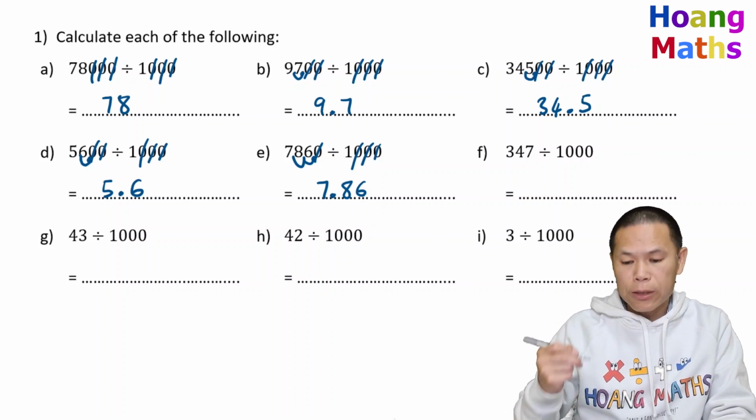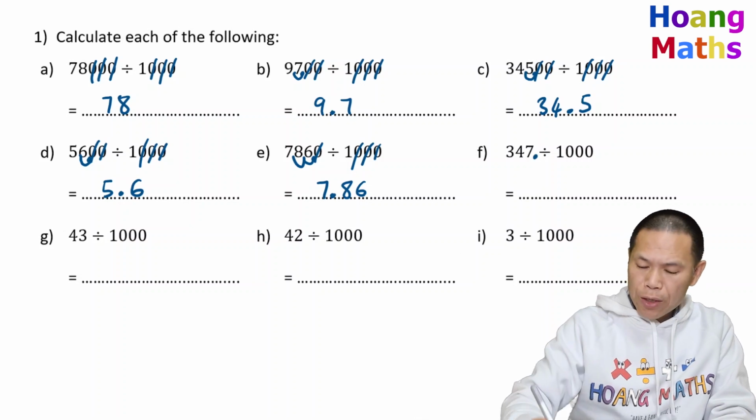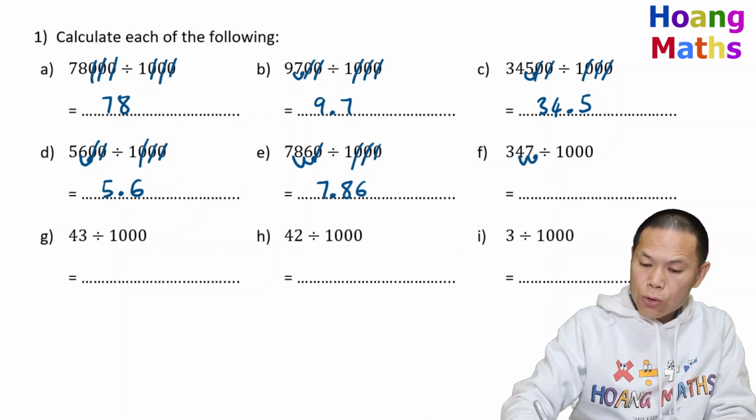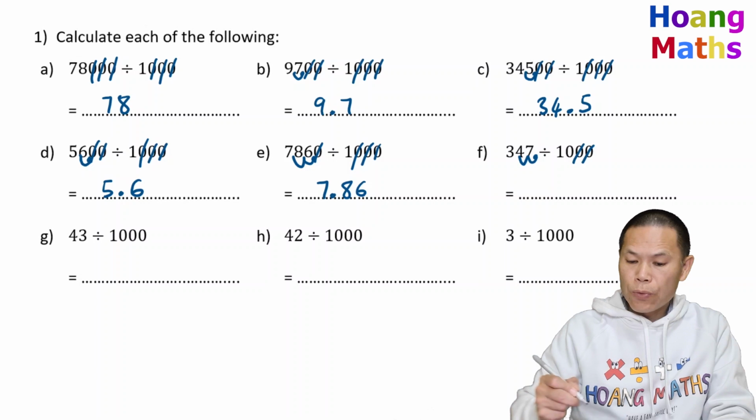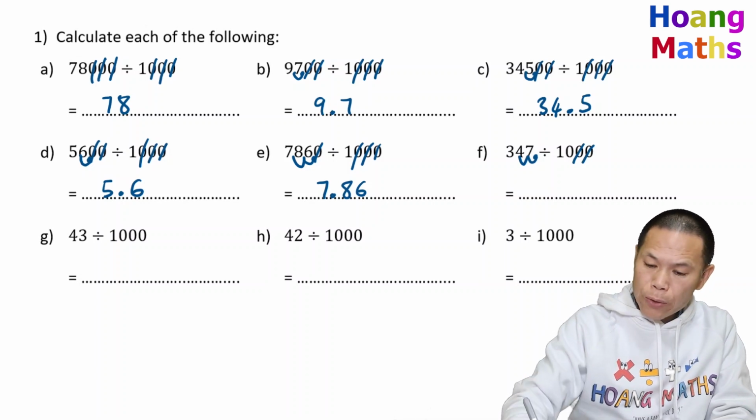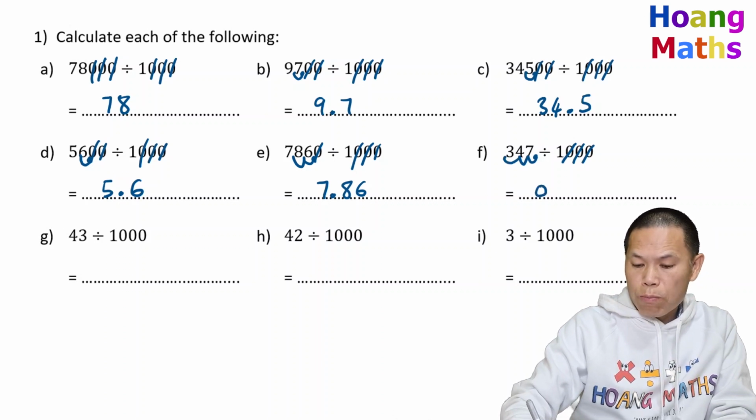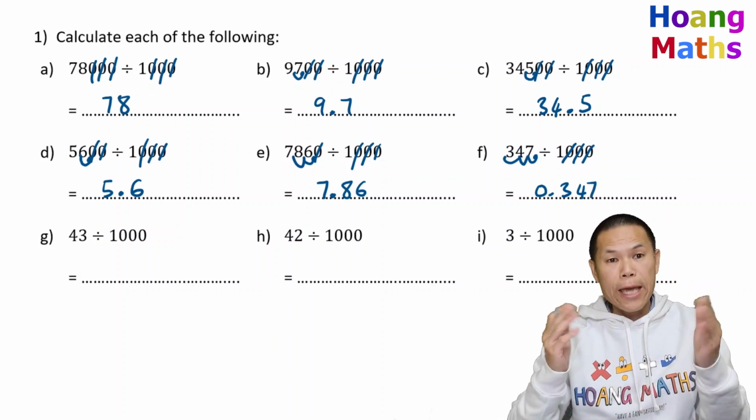347 divided by 1,000. And there's no decimal point. That means the decimal point is right at the back here. So we move 1, 2, 1, 2. So 3.47 divided by 10. So we cancel this. We move 1. So that becomes 0.347. So that is the answer.